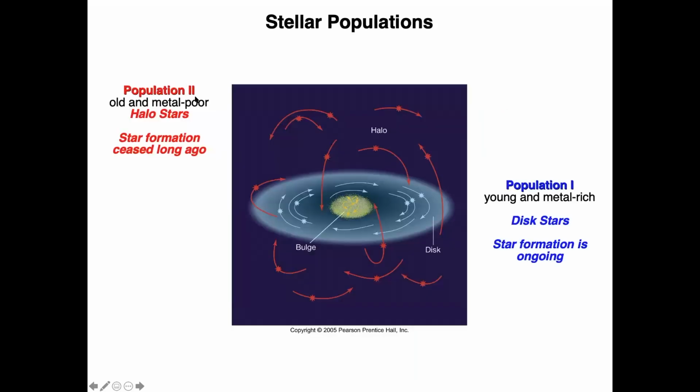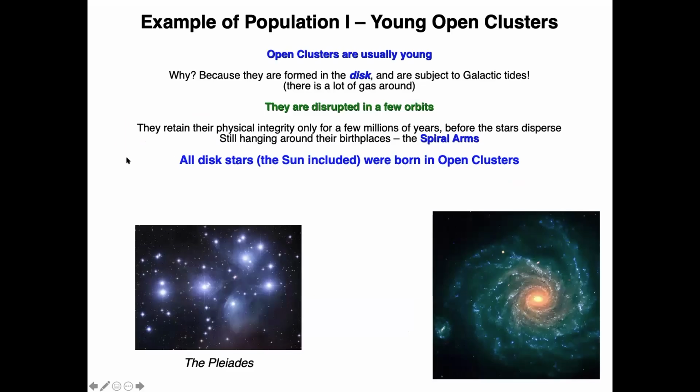So population 2 stars, they're old and metal poor, they're halo stars, where star formation has ceased long ago. Therefore, they tend to be red. Population 1 are young and metal rich, they're disk stars where star formation is still ongoing, so they tend to be blue. An example of population 1 stars are stars in young open clusters. Open clusters, they're usually young because they're formed in the disk.